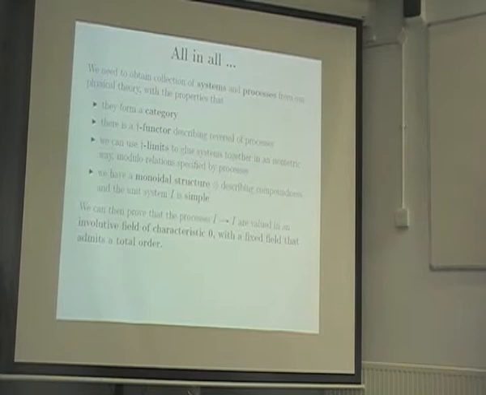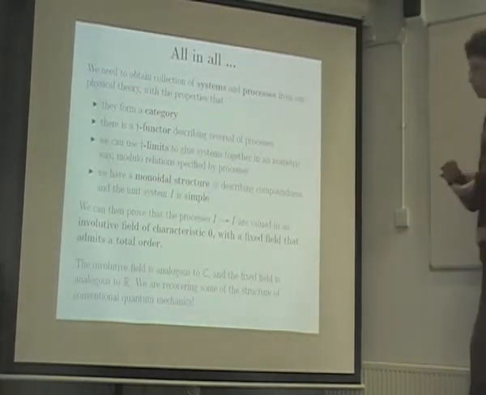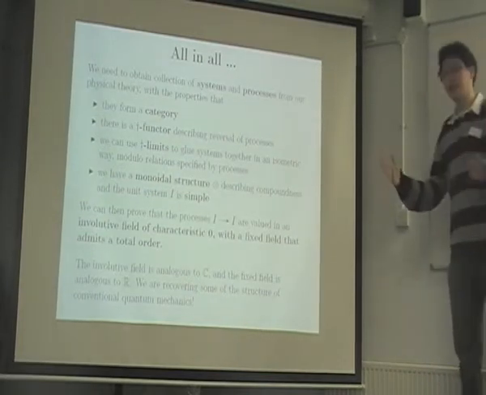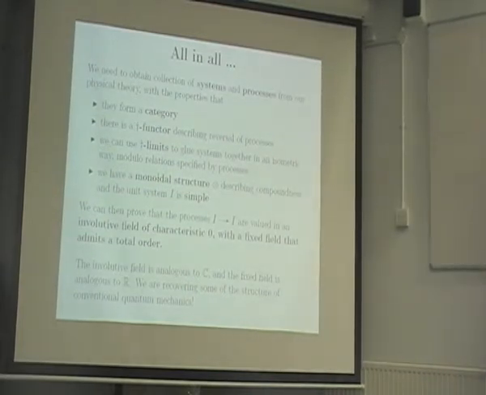So at the moment we have an involutive field that's analogous to C in the fixed dimension. So that's something. We're recovering some of the structure of conventional quantum mechanics. But what about the rest of it? What about really actually ending up with the complex numbers and the real line?